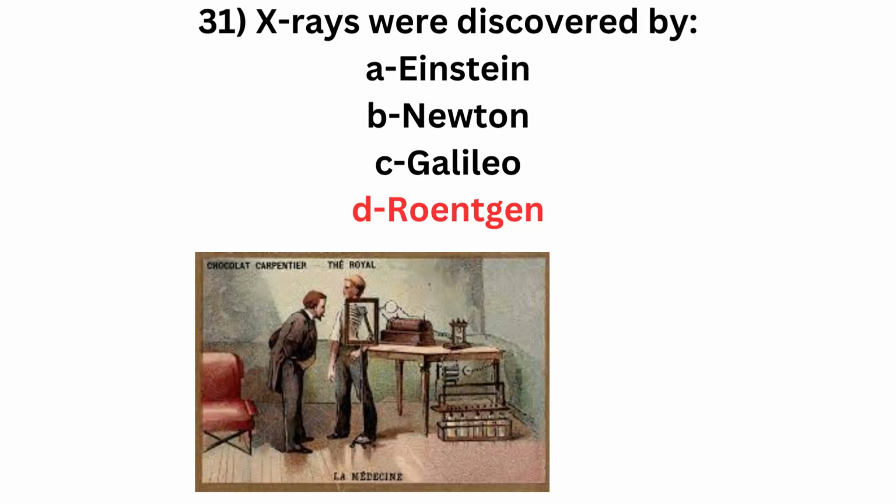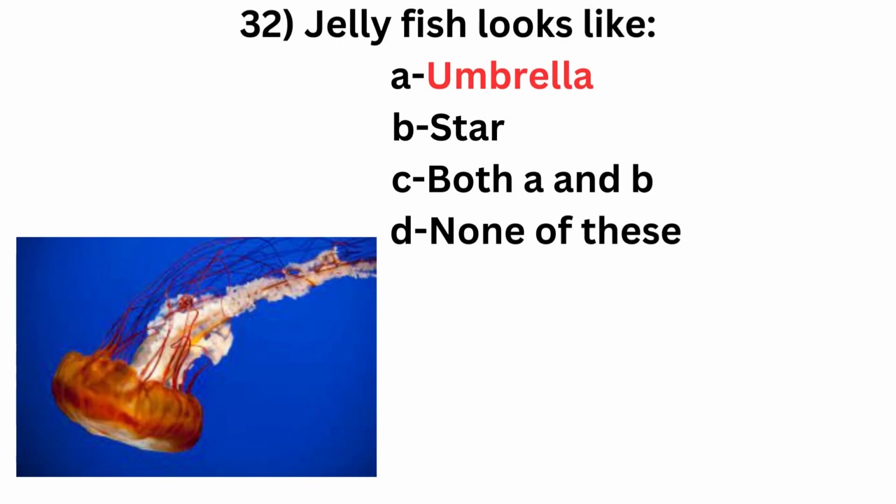And X-rays were discovered by Roentgen, a scientist who discovered X-rays, and X-rays help in the identification of many diseases. They also take images and pictures of body parts, but especially of bones. And jellyfish looks like an umbrella.